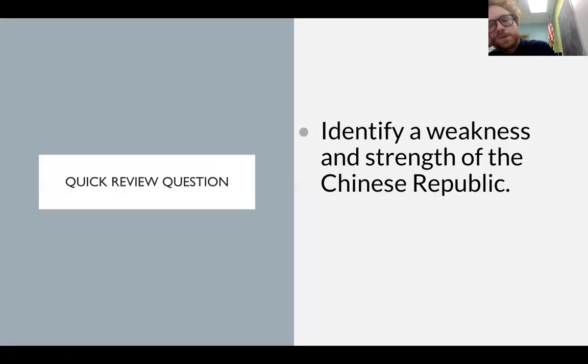So you should be able to identify a weakness and a strength of the Chinese Republic.